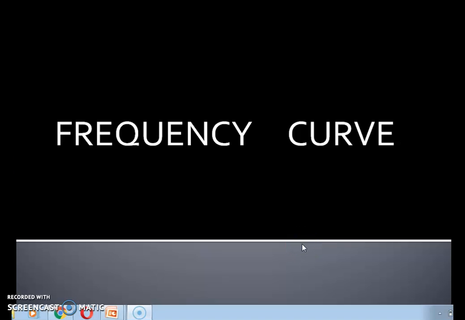Now let's have a look how we can construct a frequency curve. Now frequency curve is similar to frequency polygon only, but the main difference here is we will construct the curve with freehand. Okay, in frequency polygon we used to connect the points with the help of scale, but here in frequency curve we will join the points with freehand. So let's have a look how we can construct it.